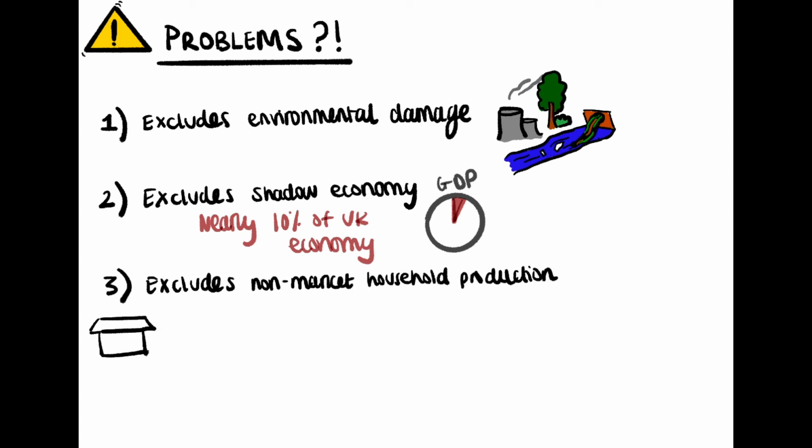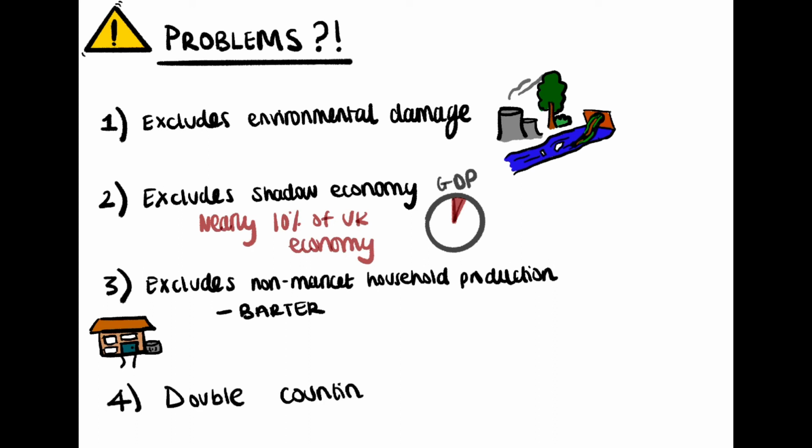It also excludes non-market household production, so any work done around the house involving household chores or DIY are excluded. So nations which have a high proportion of non-market household production may have their national income significantly undervalued.